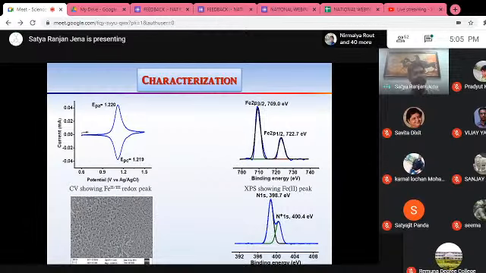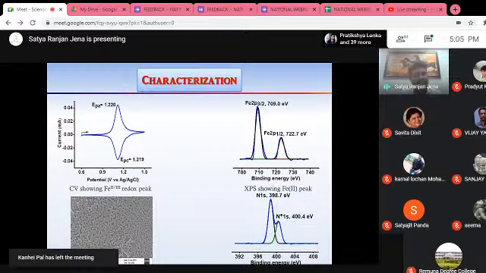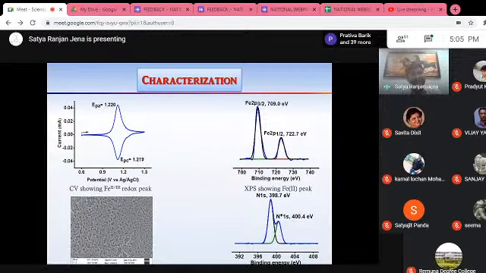The peak difference, the delta Ep, is 1 millivolt. For a surface confined system, the peak to peak difference should be 0. So we are getting nearly 1 millivolt, which indicates that our assembly is surface confined. Then through XPS, we found the iron 2p3/2 and different terms.